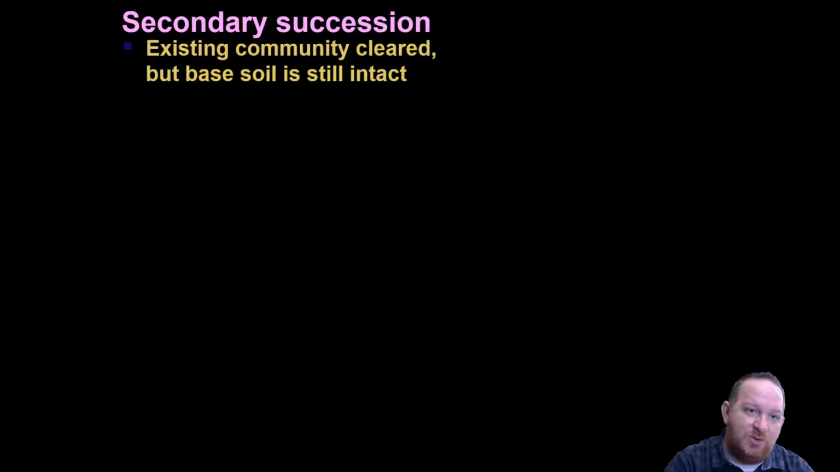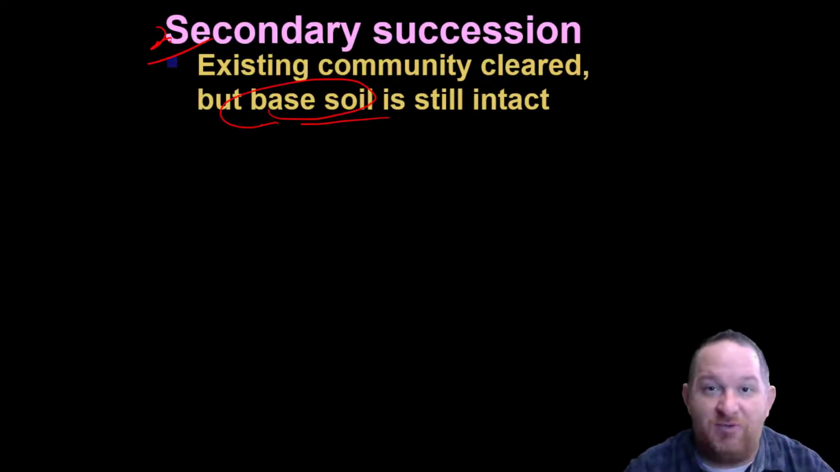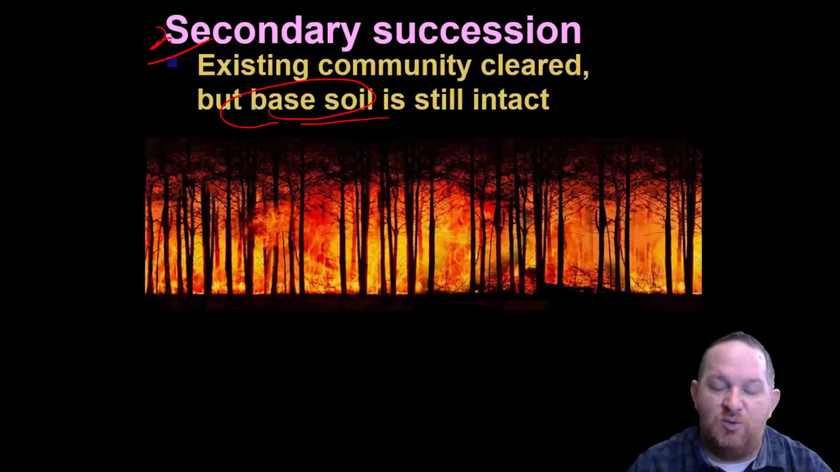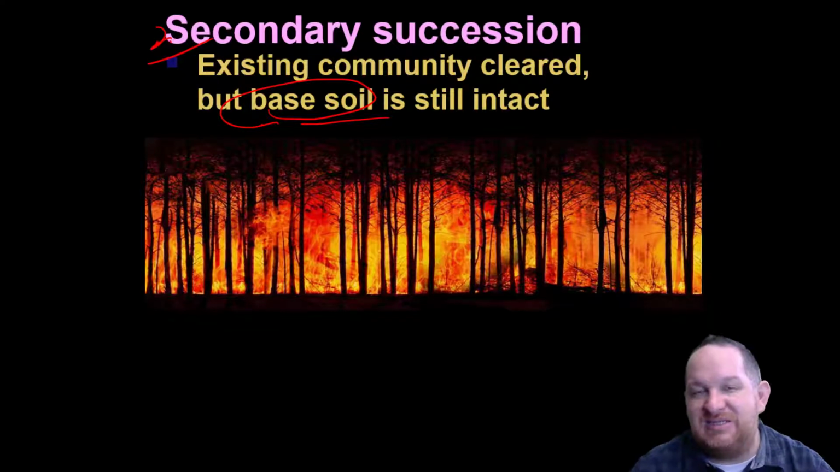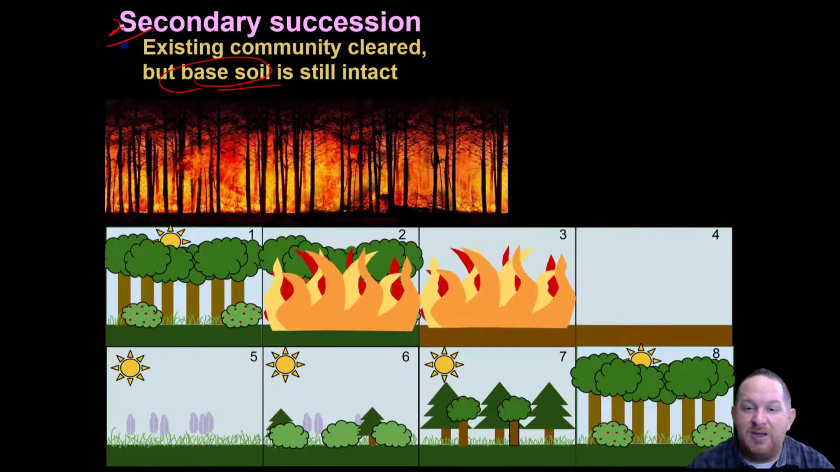Secondary succession, the second one we want to talk about then, is when there is a base soil still intact. So we're not starting from rock. There is some soil there to begin with. And we typically see secondary succession start after we've had a major catastrophe or some catastrophic event like a fire. And here is the general flow of how this would work.